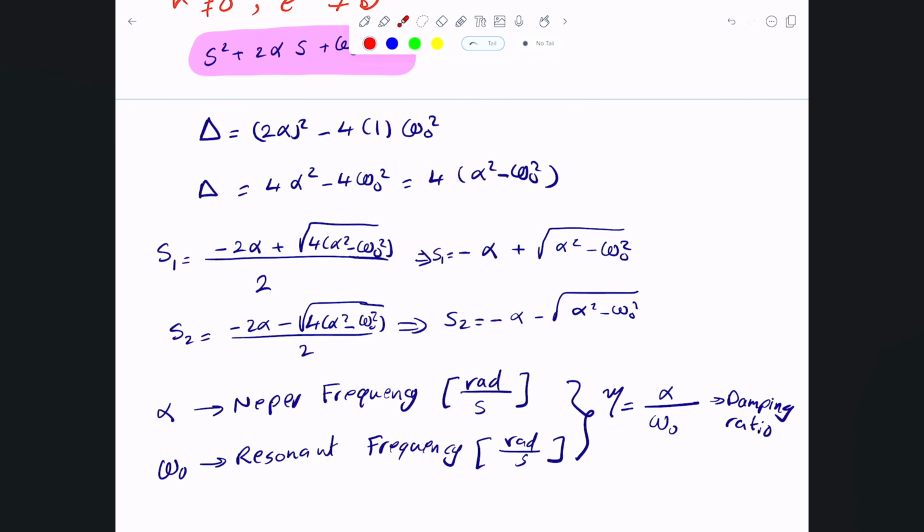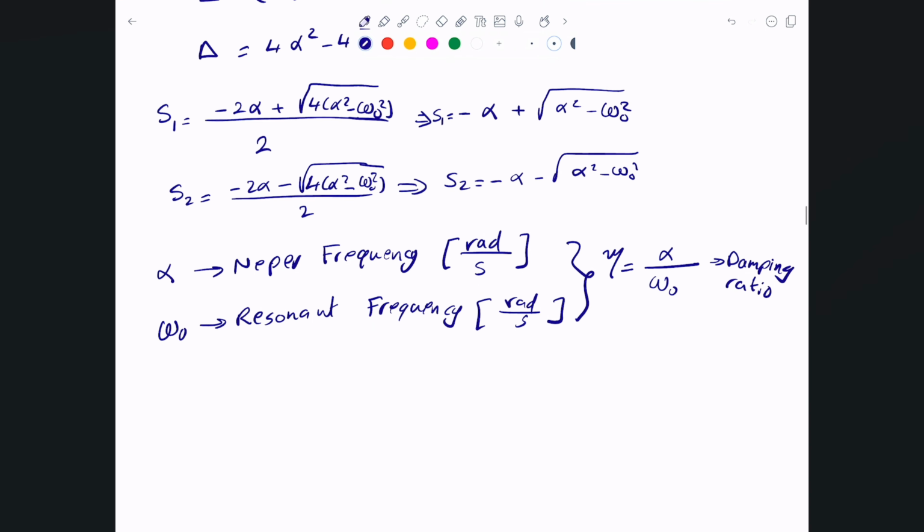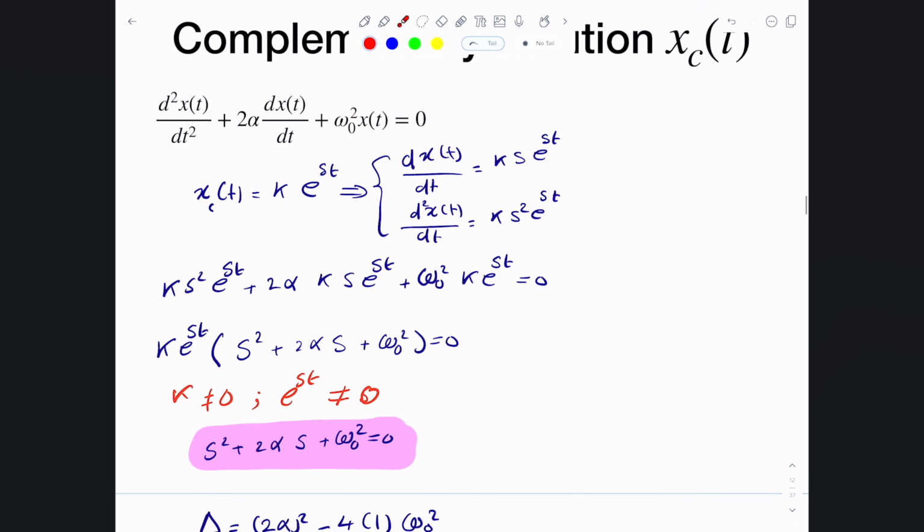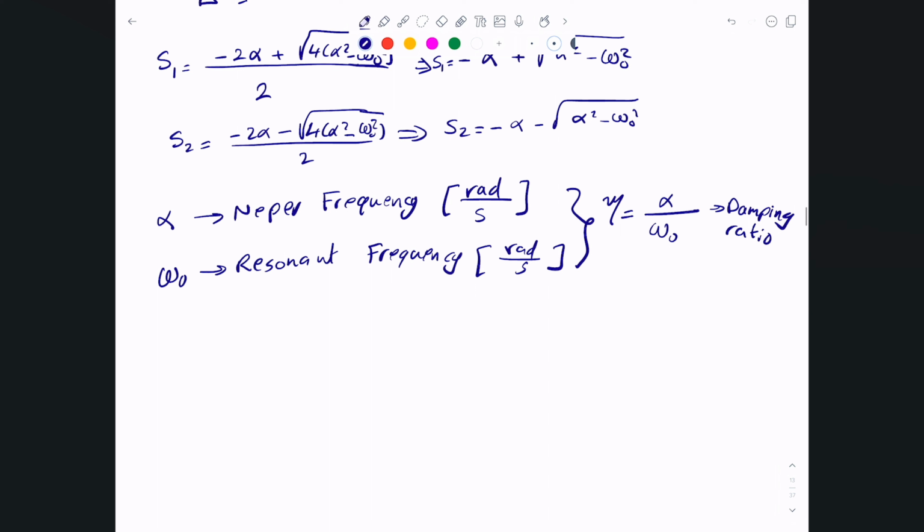Of course, we assumed that the solution of that differential equation happened to be, if you remember from here, what we did is we said the complementary solution is simply k e to the power s t. Well, I have two s's. That means I have the first complementary solution, k1 e^(s1 t), and also k2 e^(s2 t) is also a solution.